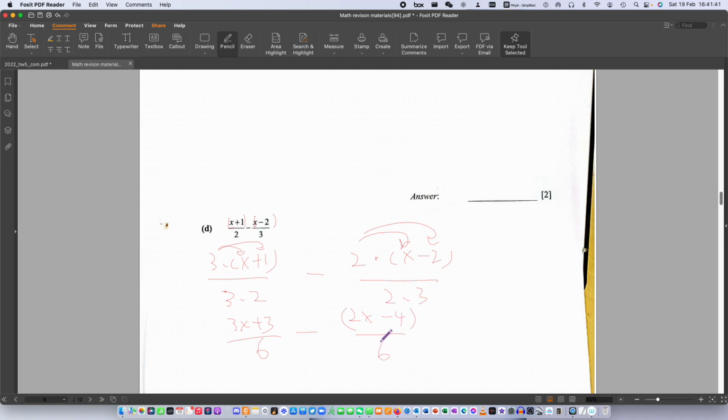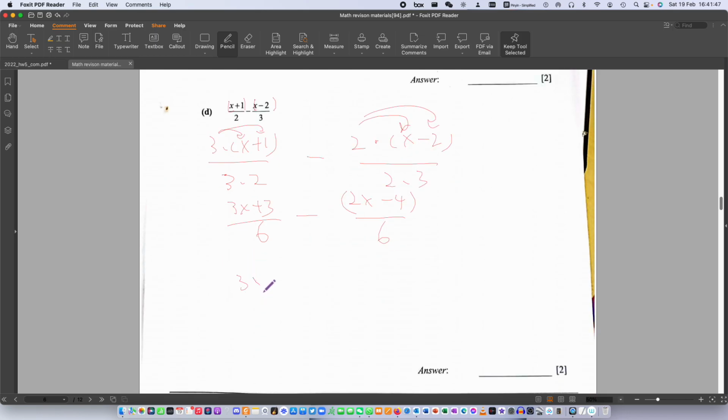So there is a bracket. Once you have a bracket, then what you do? Very simple. 3x plus 3 minus the bracket 2x minus 4, all over 6. So how do you open a bracket here? First arrow, second arrow. What do you get for the first arrow? Minus 2x. Good. What do you get for the second arrow? Minus 4, so plus 4. Simplify similar terms, so it's x plus 7 over 6.